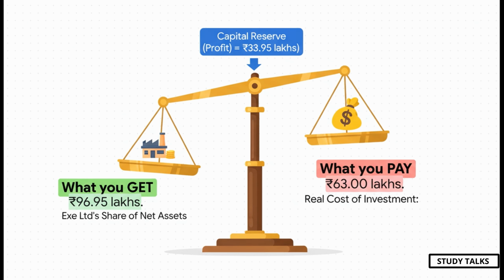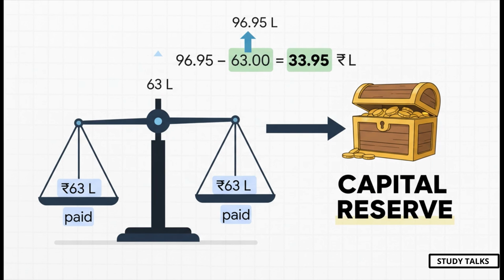All right, step 4, the final showdown. It's simple. What we got versus what we paid. We got 96.95 lakhs worth of net assets, and we paid, after that dividend adjustment, only 63 lakhs. So think about it. We got way more than we paid for. That's a great deal, a bargain purchase.